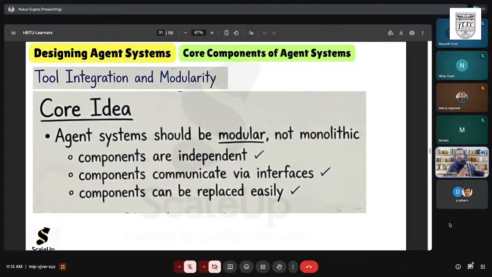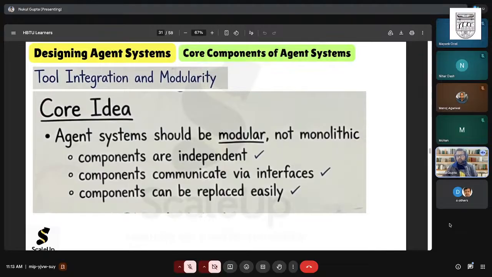So once we have identified the right capabilities, the right tools we want, now for orchestrating, we need the tools, and they might be communicating with each other. So, tool integration and modularity. Agent systems should be modular, not monolithic. So this is very important. Individual components should be independent. They should be communicating via interfaces. And if we replace one, or if one component does not work, the system should keep on running. So that is the advantage we get from modular design.